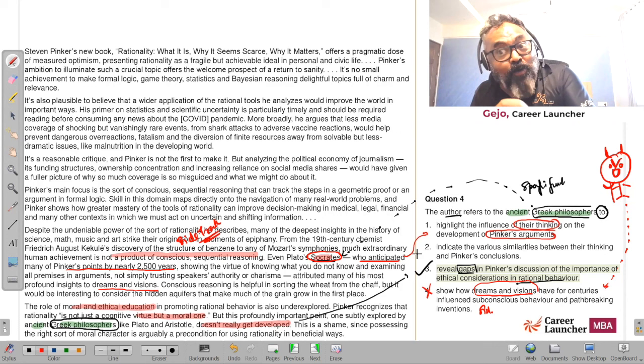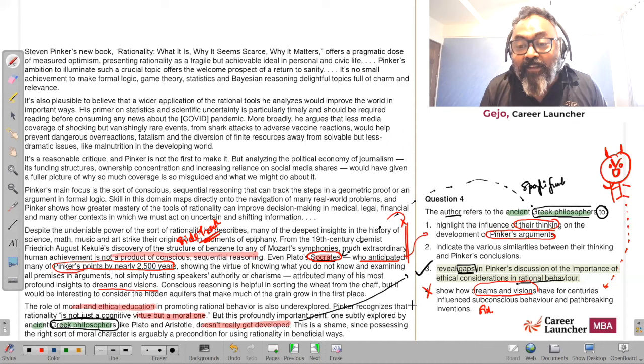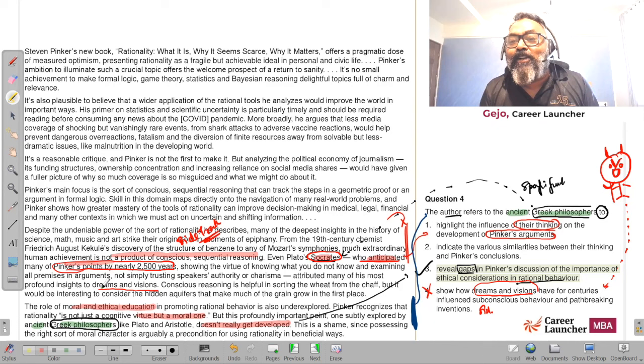Two reasons. Of course, there's sidetracking, because the answer is not from this particular paragraph. The answer to the question is here. This is what is being referenced. One is sidetracking. Second, it's suggesting that just because they anticipated Pinker's point nearly 2,500 years ago, though they had discussed the idea, it is not correct to say that Pinker stole it from them.